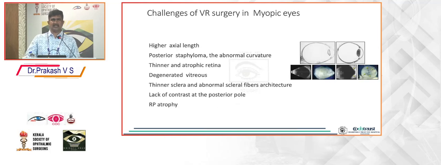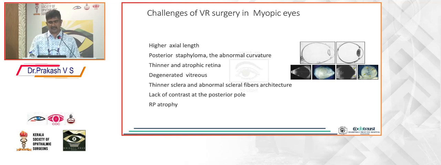Surgically, it is very challenging to do VR surgery in myopic eyes, mainly because of these factors. One is the high axial length. Many times we cannot reach the posterior pole as the instruments may not reach there. The posterior staphyloma and an abnormal curvature: the radius of curvature is very less compared to a normal eye. So when you move instruments, there is a high risk of touching the retina.